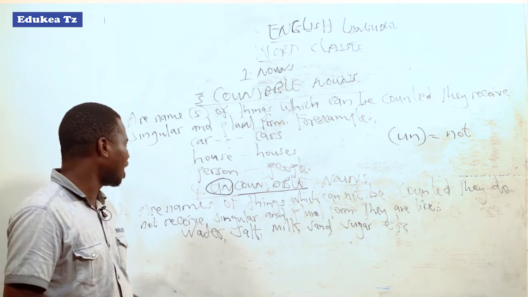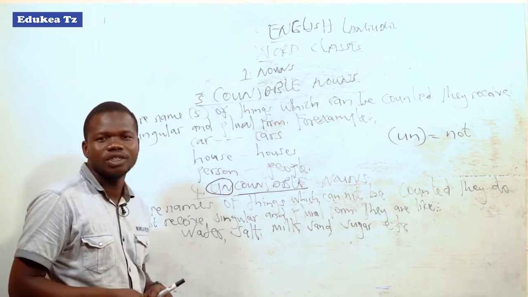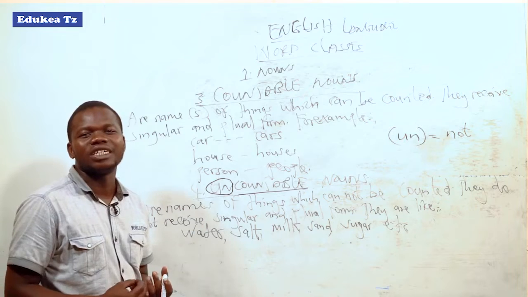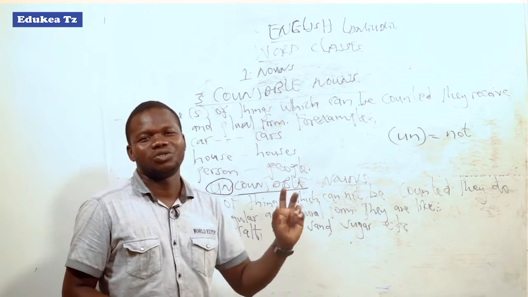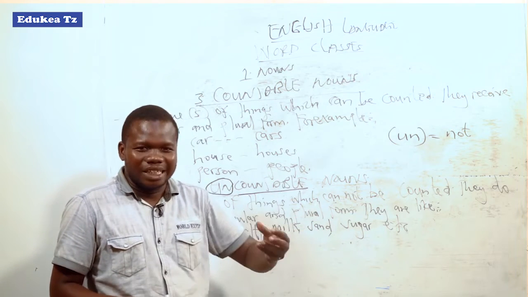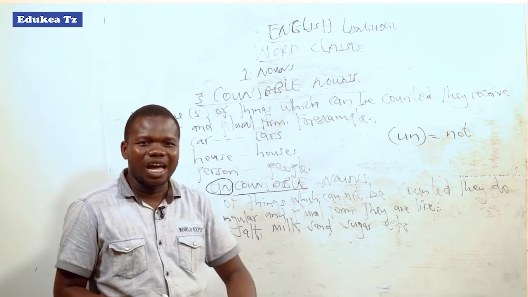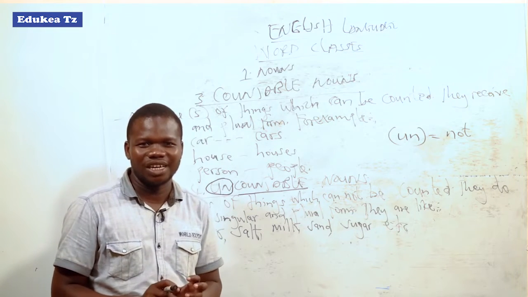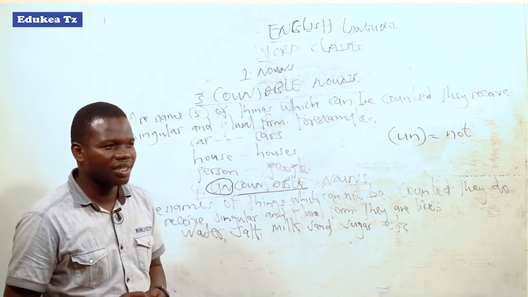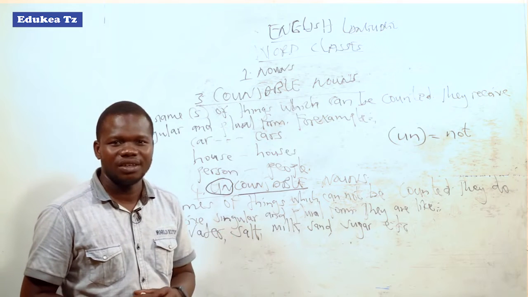So that is to say they don't have a singular form or plural form. And those words are like water. So the word water does not have a plural form. We can't say 1 water, 2 water. That means we can't count them. That's why they are called uncountable nouns. So if it is water, then we say a water. Please, can you give me some water?